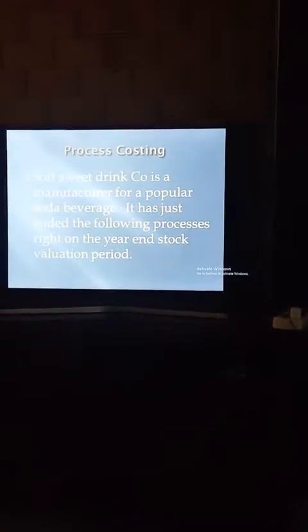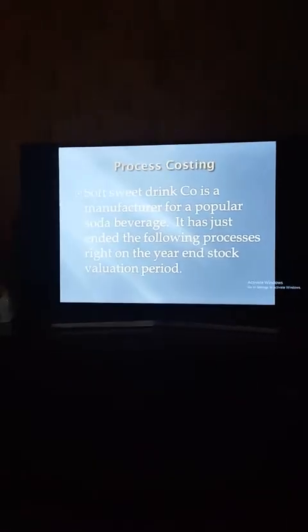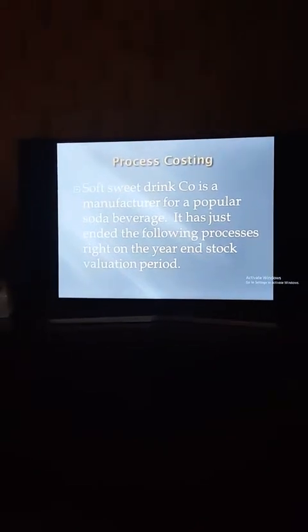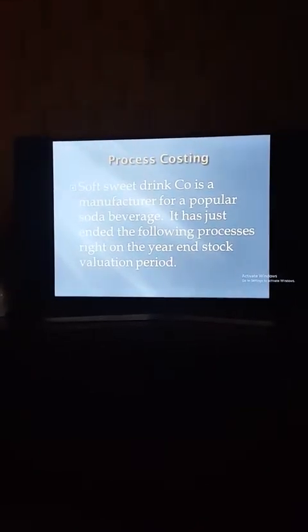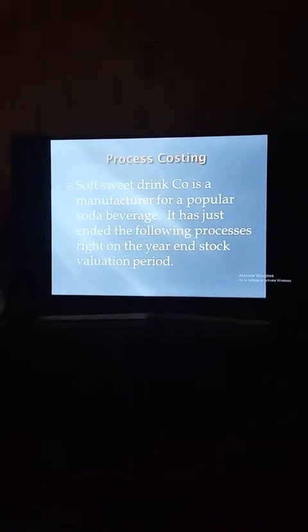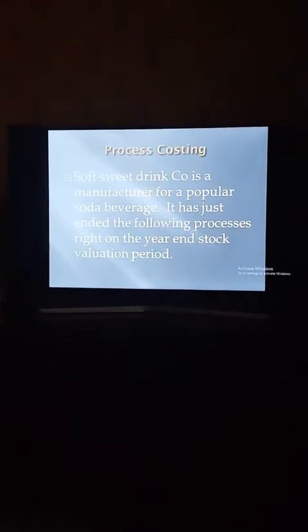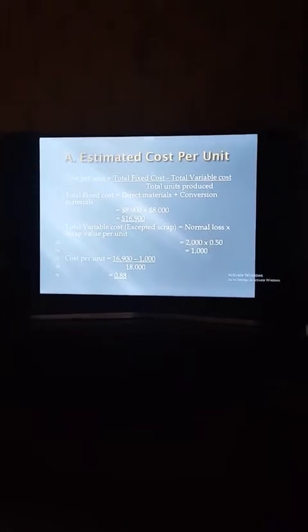The first question is a process costing question. A soft drink company is a manufacturer of a popular soft soda beverage. It has just ended the following process right on the year end stock and valuation period. So one of the first questions I was asked was, what is the estimated cost per unit?